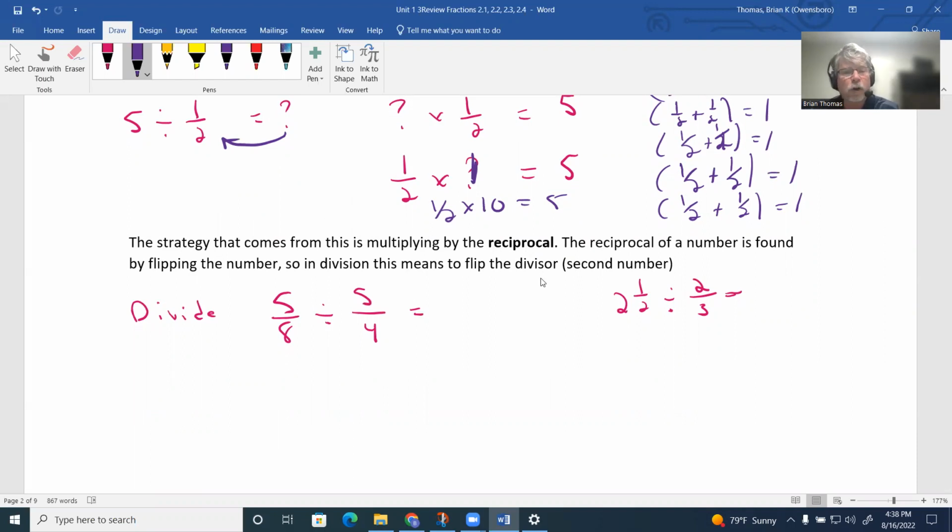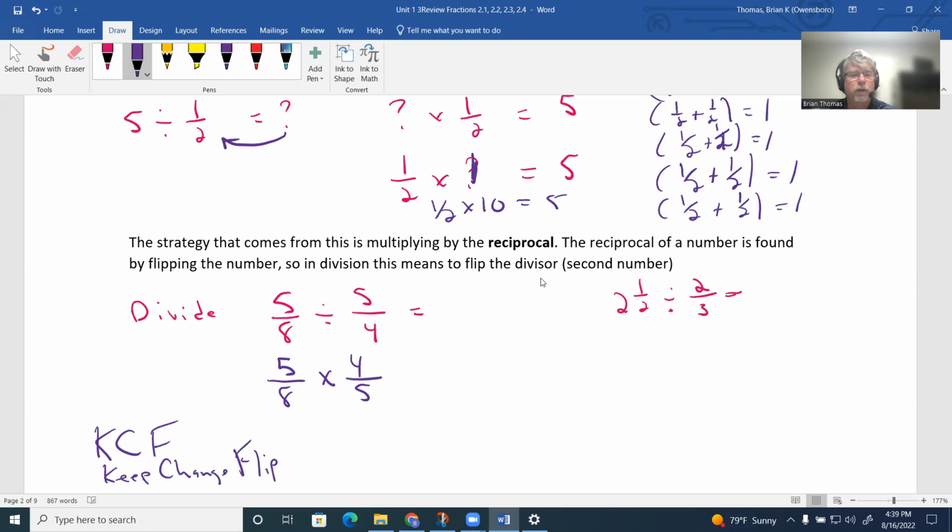So if I want to make this problem workable, if I have 5/8 divided by 5/4, to make this problem workable without a calculator, what we do is we write this as 5/8. Instead of dividing, we multiply by the reciprocal of 5/4, which is 4/5. Sometimes we call this Kentucky chicken fry, which stands for keep, change, and flip. So we keep the first number, change the division, and flip the second number. And then all we have to do is multiply straight across.